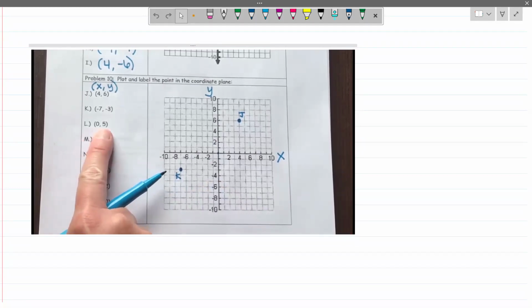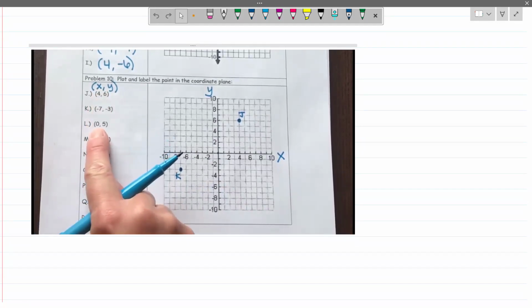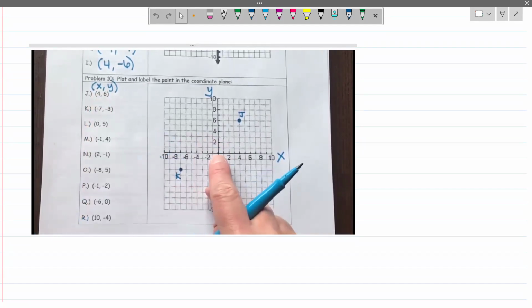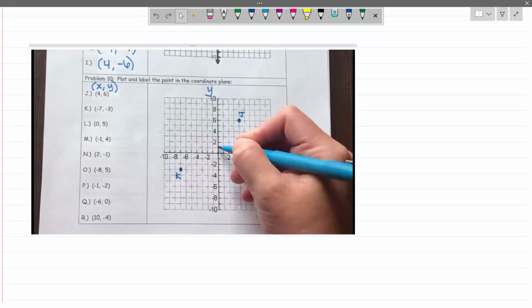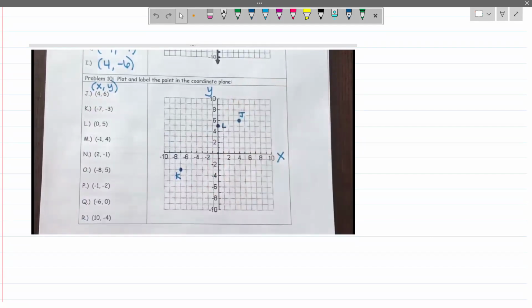L is 0, 5. So I'm not going to go left or right from the origin. So from the origin, starting at 0, 0, I'm only going to go up 5 units. 1, 2, 3, 4, 5. And that would be my point L.